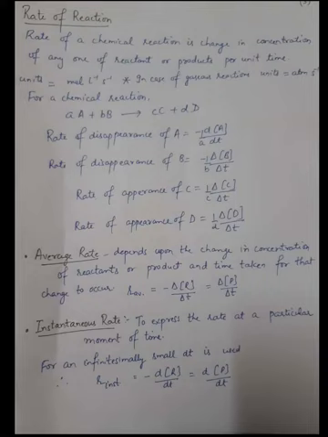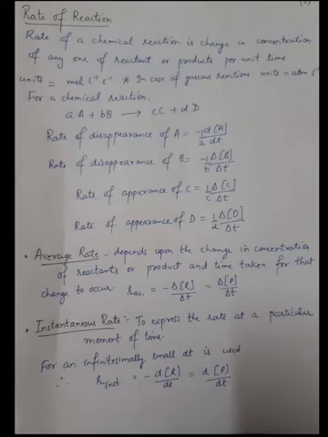Now we have the average rate. Average rate depends upon the change in concentration of reactants or products and the time taken for that change to occur. It is denoted by R average equals minus delta R upon delta t or delta P upon delta t. The same minus sign indicates that reactants are decreasing as time passes.